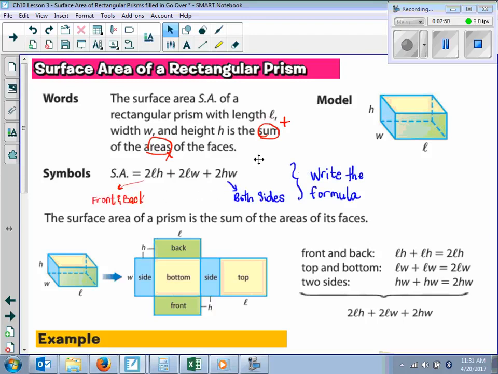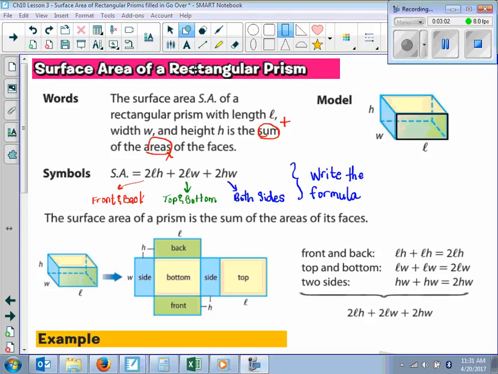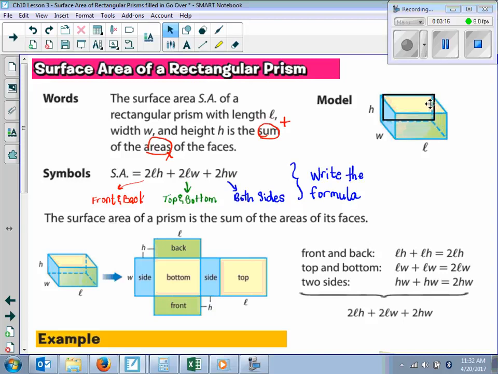Okay, we've got the front and the back. And remember, there's 2 of them exactly the same, right? The front and the back. So here we have 2 times the length times the height. This is the length and the height, right? Does everybody see that? So this is the front and the back. You see those are 2 congruent parallel sides, right? So that's the front and the back. So that's length times height.